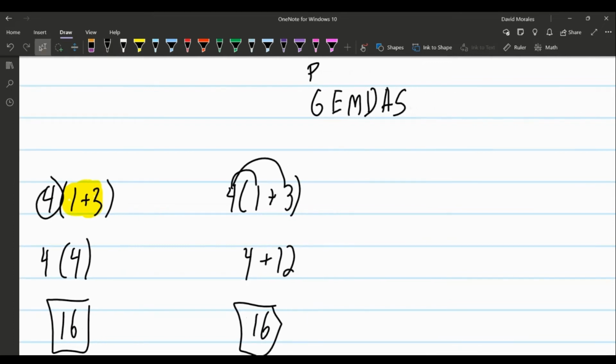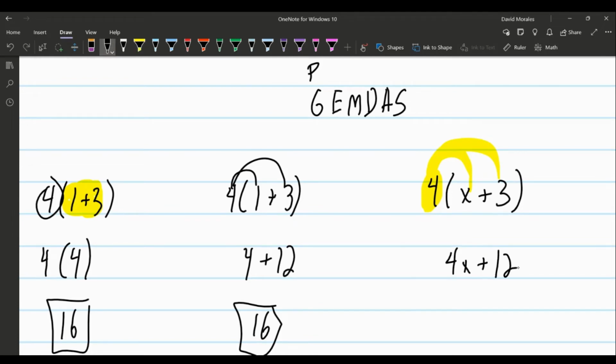So that allows us to do this in math. And it's especially important when you have a letter such as x. So I can't put this together. We have discussed that. These are unlike terms. So the distributive property allows us to move forward. So 4 times x, 4x, 4 times 3, 12. Okay, and that is the finished product.